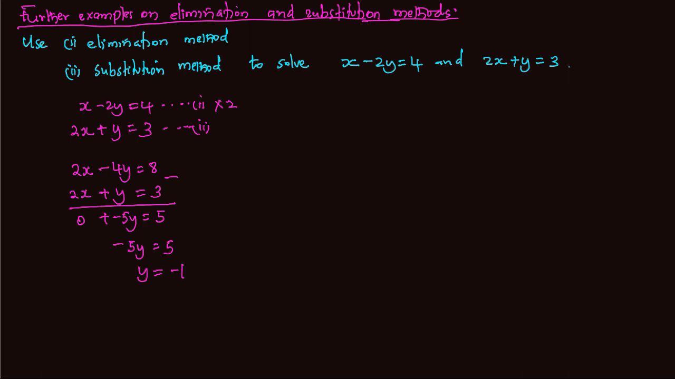We substitute for the value of y into the first equation, so that we have x minus, where there is y, we put negative 1 is equal to 4. So x plus 2 is equal to 4. Therefore, x is equal to 2. So that is elimination method.